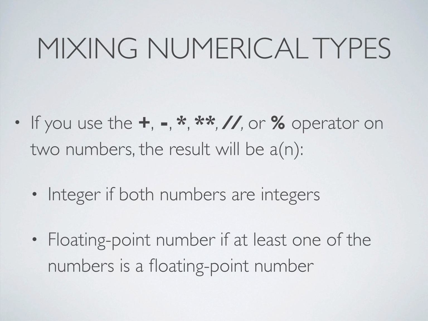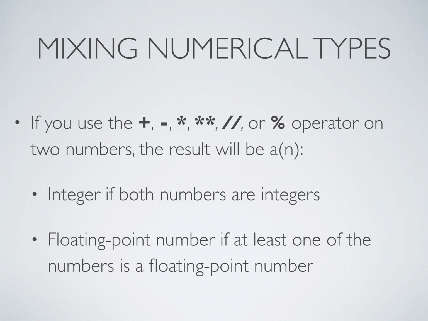The second you have a single floating point number, and a floating point number is a number that has some decimal point value to it, the result is going to be a floating point number. So if both of them are floating point numbers, you get a floating point number back. If one of them is a floating point number, you get a floating point number back. If they're both integers, you get an integer back. And this is for these operators listed here.